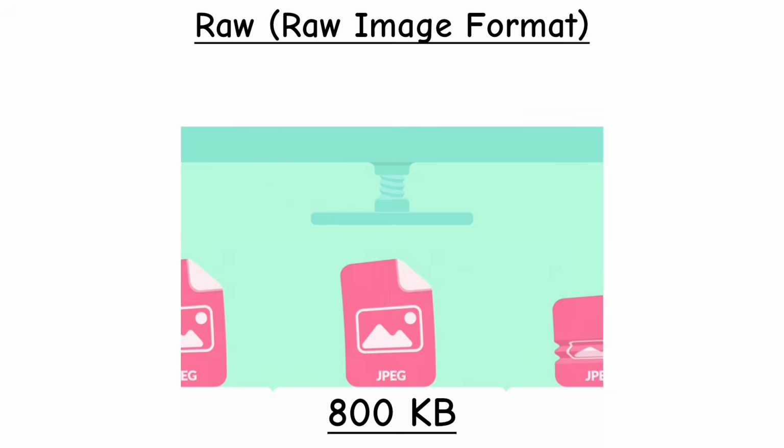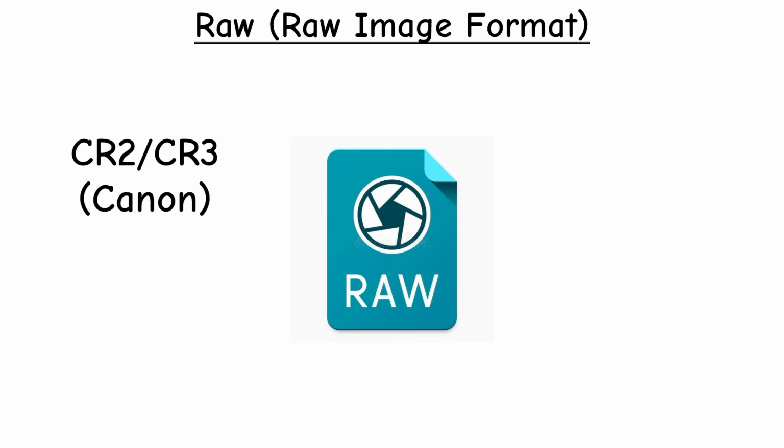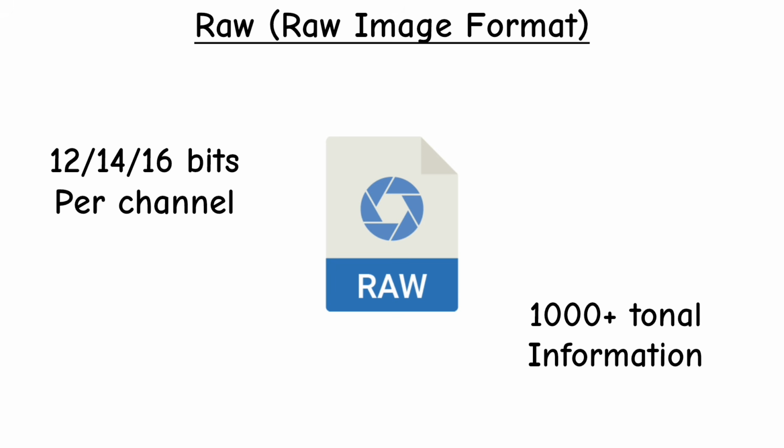RAW isn't a single format but a family of formats used by digital cameras. Instead of compressing or processing the image heavily, a RAW file stores the unprocessed sensor data exactly as the camera captured it. Each camera brand usually has its own RAW version, such as CR2 for Canon or ARW for Sony. RAW files can store very high bit depths, often 12, 14, or even 16 bit per channel, which preserves thousands of times more tonal information than standard formats.